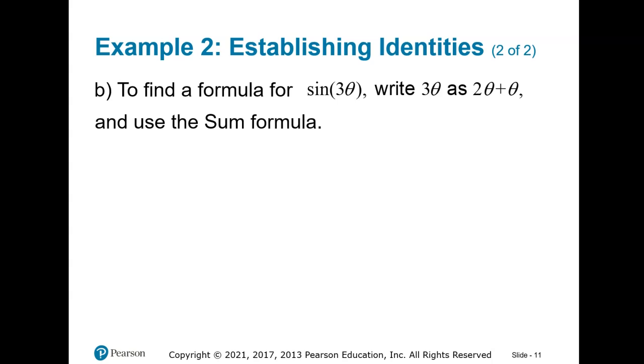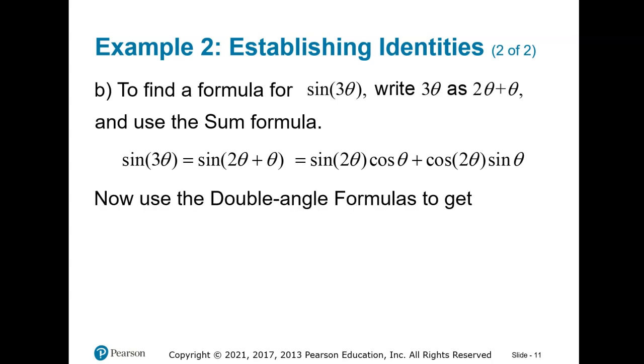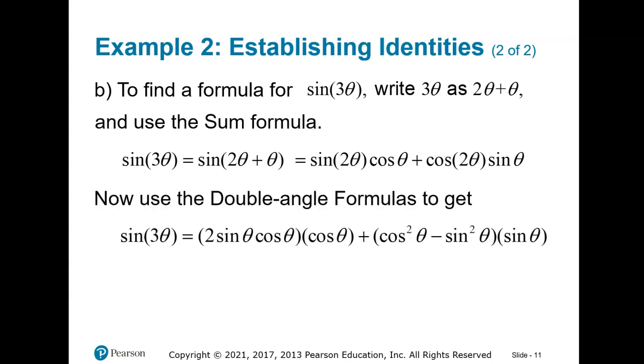Right, to do the same thing for sine, we can start off with 2 theta plus theta, and then split that up using the sum formula. So we got sines and cosines there, but remember the sine of 2 theta and the cosine of 2 theta, we just saw the formulas for those. So we can split that up. The sine of 2 theta is now 2 sine theta cosine theta. The cosine of 2 theta, I can write as cosine squared minus sine squared theta. And then those get multiplied by the cosines and the sines.